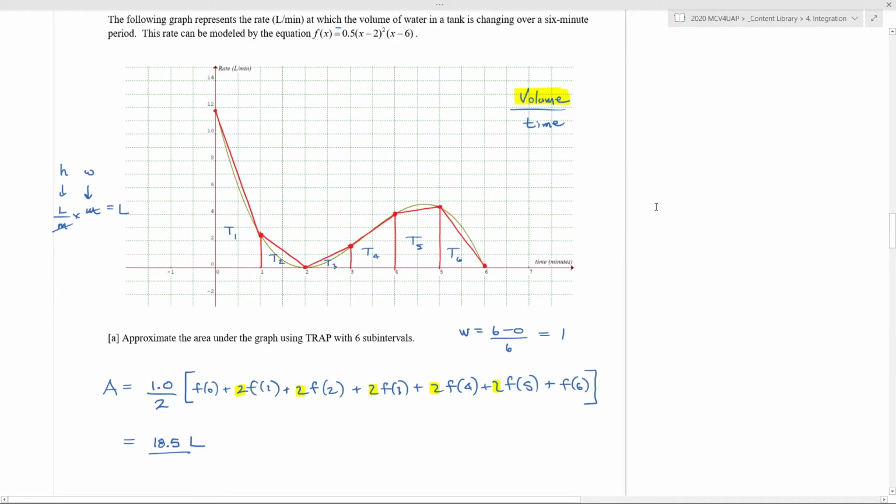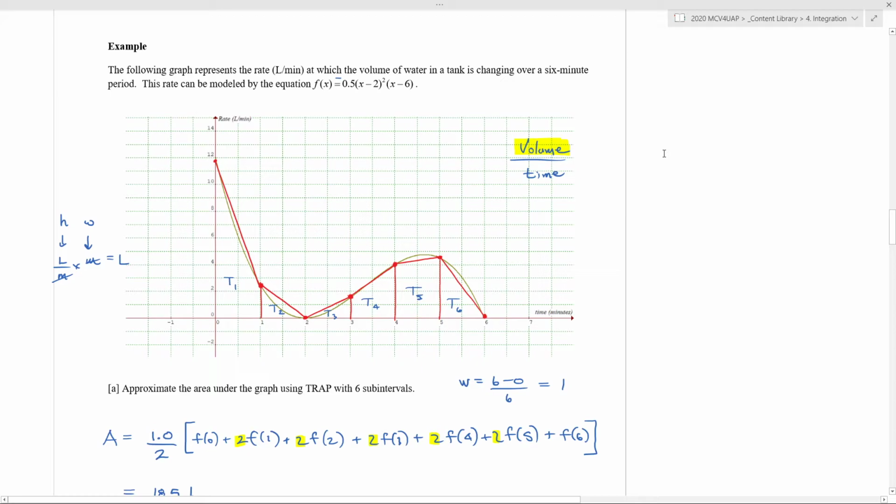Same idea again. The following graph represents the rate in liters per minute at which the volume of water in a tank is changing over a 6-minute period. The function that models that curve is, there's a negative sign missing, which I've added there. It's actually negative 0.5 times (x minus 2) squared times (x minus 6). That curve is a derivative graph. It's the volume changing with time. Okay? So it's a rate.